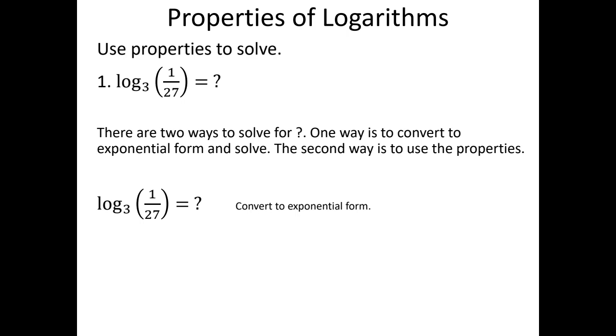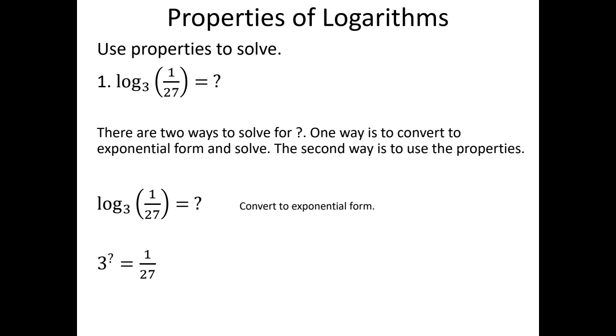Okay, so let's do that. If I'm going to convert it to its exponential form, I have this. The base of this log is 3, so that's the base of my exponent. The input of the log is the output of the exponent. So now I have this: 3 to the what power is going to give me 1 over 27. And this is where I was going to start.